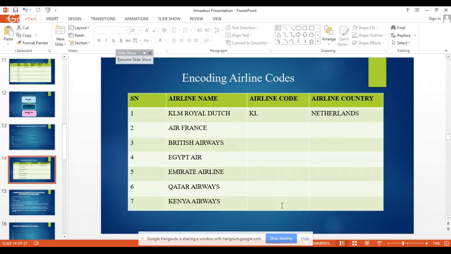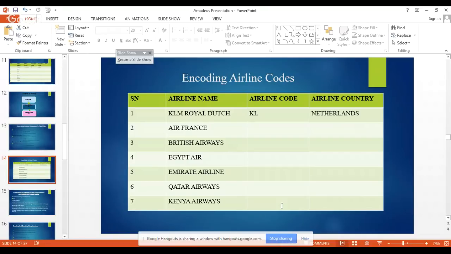The first airline we're talking about is KLM Royal Dutch. The airline code for KLM is KL, that is Kilo Lima. And each airline has its own country, or the particular country that owns it. So KLM is owned by the Netherlands. Next to that, let's look at Air France. The code for Air France is AF, Alpha Foxtrot, and the airline country is France.